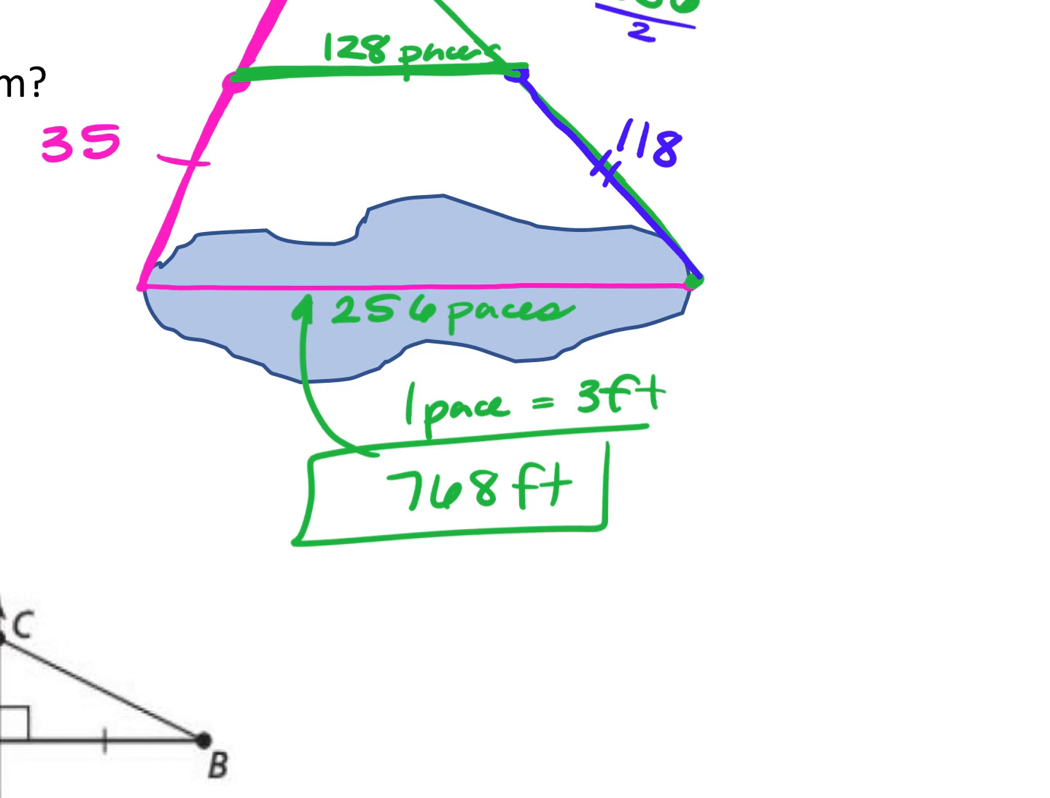So if his coach said, go 2 miles, what would you do? 5,280 times 2. So 10,560 feet he has to swim. So about 10,000. So divide this by 768. He needs to go 13.75 times. That's a lot of trips across the lake. It's a pretty small lake.